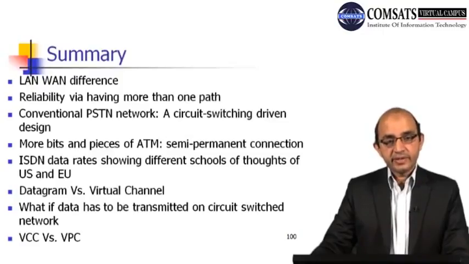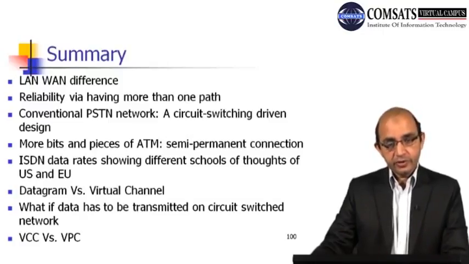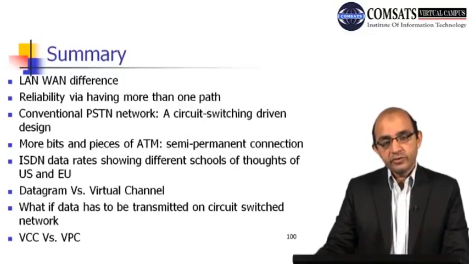Then reliability: why is it better to have more than one path when we talk about communication, right? In order to support reliability and redundancy, we should have more than one path. If one path fails, we should have a backup path so that we can transmit our data using that path. Then we discussed a working example of a circuit switching network, that is the PSTN line, and the different steps that have to be followed in order to have a communication in a circuit switching network.